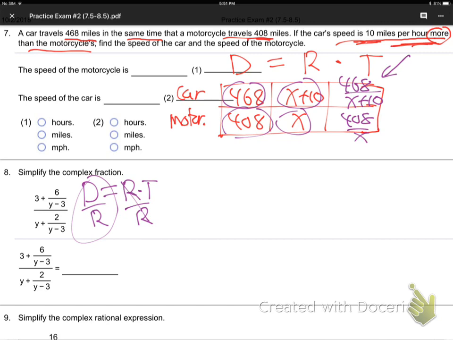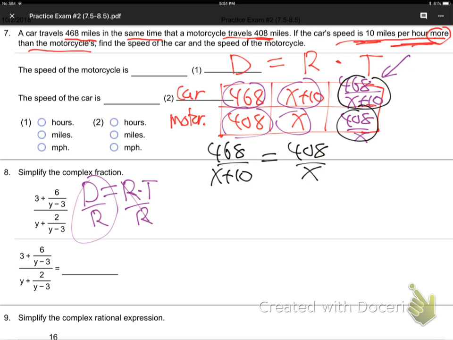So then I grab this and set them equal to each other. Why? Why are they equal? Because it says same time. And those are underneath t. Those are both times. So they're same. They're equal. So now we need to solve this.